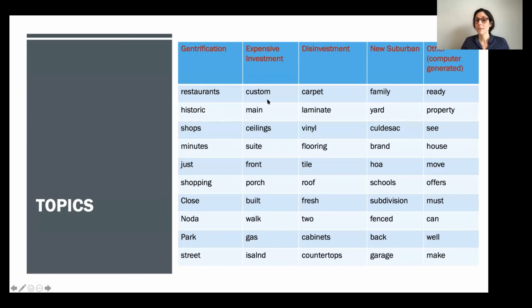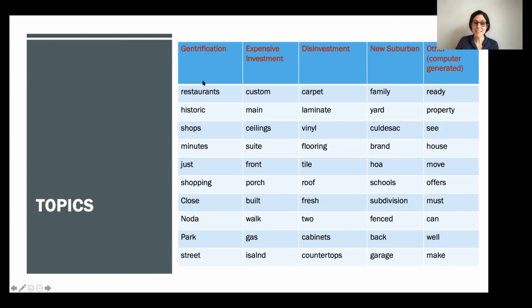So you can give it the 4 classes that I defined, and then as an option, it can let it create its own class. So this is a residual class. This was the computer generated one, which was ready, property, C, house, move offers. Again, computer's not that smart.